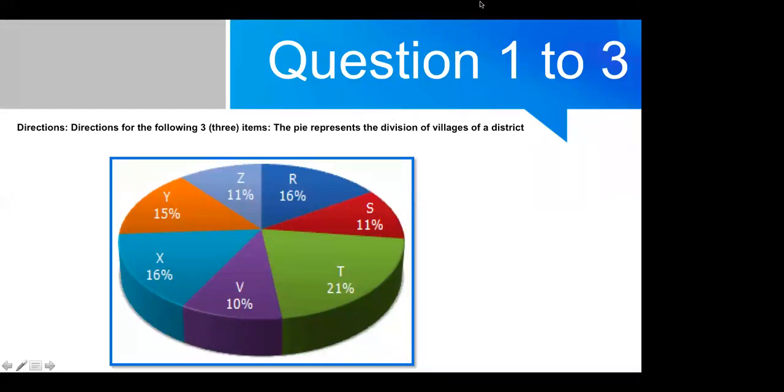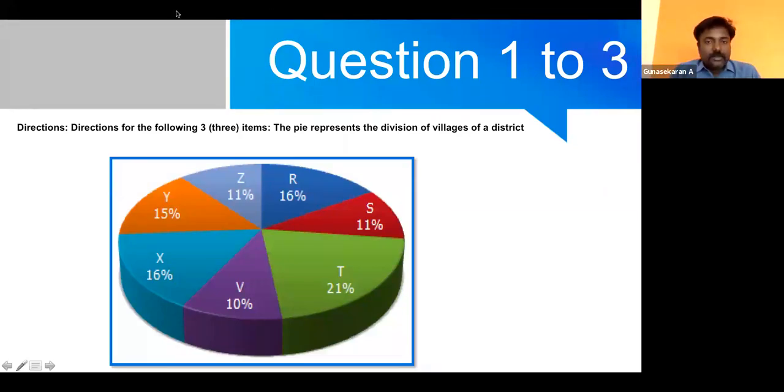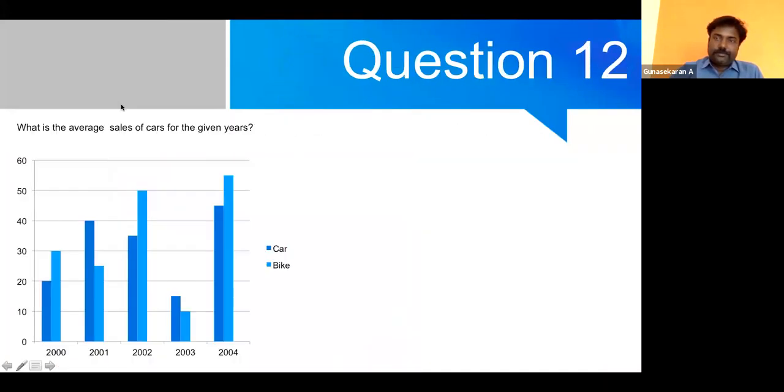Okay. So first understand this pie chart. There are 7 villages. Question number 12, average. What is the total, Anju? Total is 155. We have found it for the 11th question. Divided by which number? We have to do 5. That's all. 31.